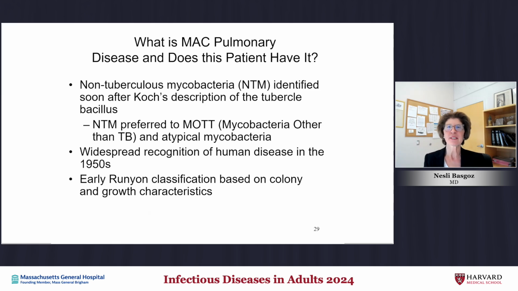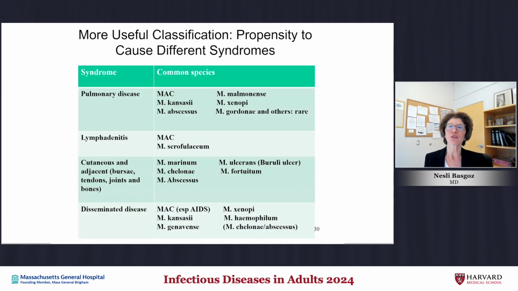So what's MAC disease, and does this patient have it? Soon after the identification of the tubercle bacillus, NTMs were identified, and we now prefer that term to MOTT, or atypical mycobacteria. There was widespread recognition of human disease starting in the 1950s. The early Runyon classification, which many of us learned in medical school, was based on colony and growth characteristics, but Lowenstein-Jensen slants are no longer used, and the much more useful classification is propensity to cause different syndromes and the antibiotic susceptibility of the organisms.